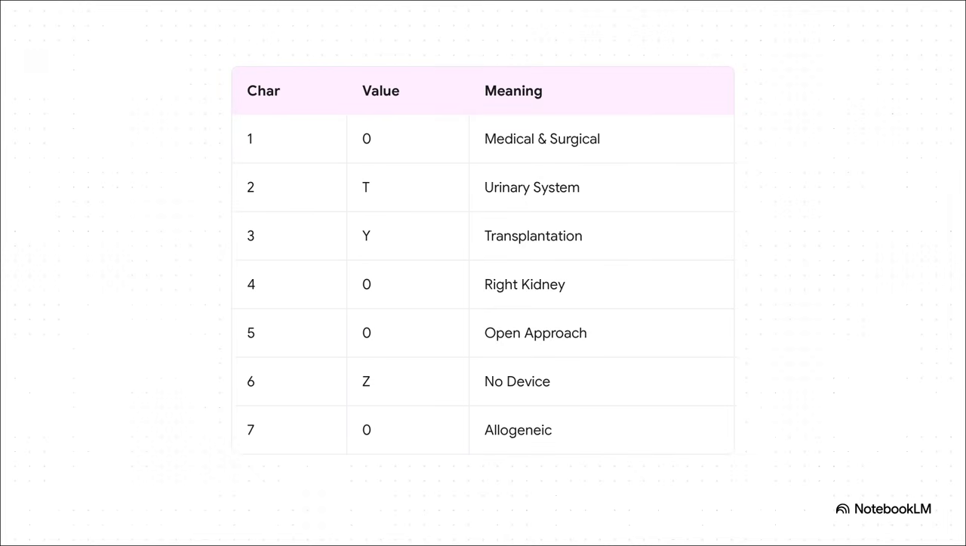T is for the urinary system, Y is our root operation transplantation. The first 0 specifies the right kidney, the second 0 is the open approach. Z means no device, and here's the kicker. The 7th character qualifier in transplantation captures the genetic compatibility of the donor organ. In this case, 0 stands for allogeneic, meaning it's from a donor of the same species. You might also see syngeneic for an identical twin, or zooplastic for animal tissue.